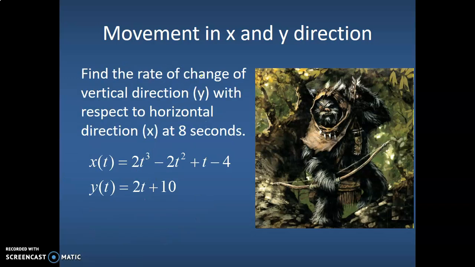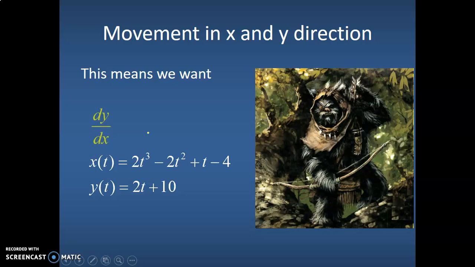Now, we want to know what is the rate of change of the vertical direction with respect to the horizontal direction. Both of these, I could take the derivative and it would tell me not the rate of change of vertical with respect to horizontal, but I could find the rate of change of vertical with respect to time or horizontal with respect to time. But if I want to find the rate of change of vertical with respect to horizontal, I would have to set it up like this.